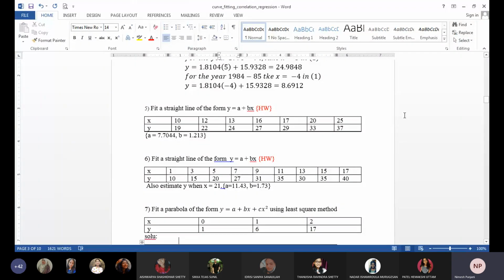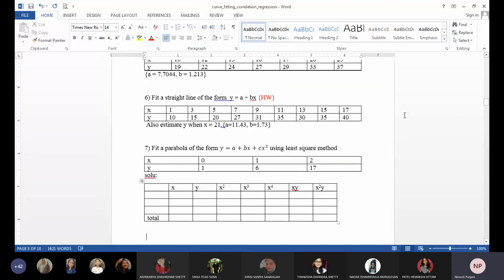Now we come to sum number 7, where we have to fit a parabola of the form a plus bx plus cx square. See, again I would like to repeat that whatever answers are given or whatever answers we are doing, it depends on what equation you are taking.